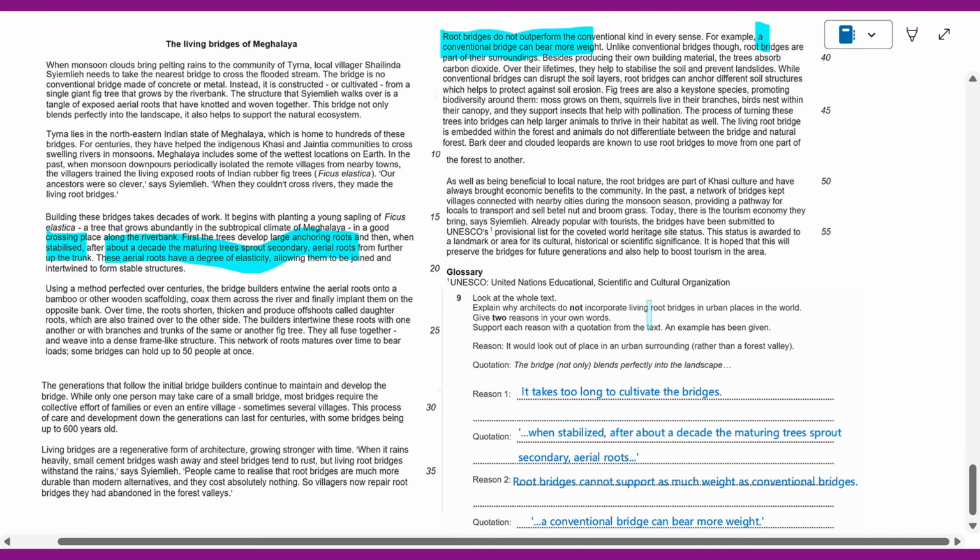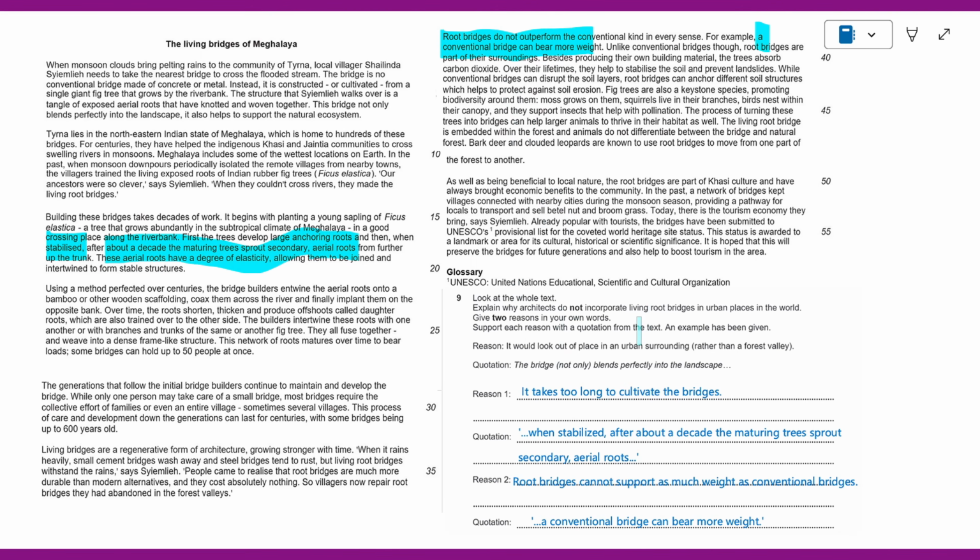Let's move on. Well, for number 9, there are a lot of possible answers. You may quote from the whole text, so if you have any other reason, please write in the comment section to help other viewers. Alright, let's move on.